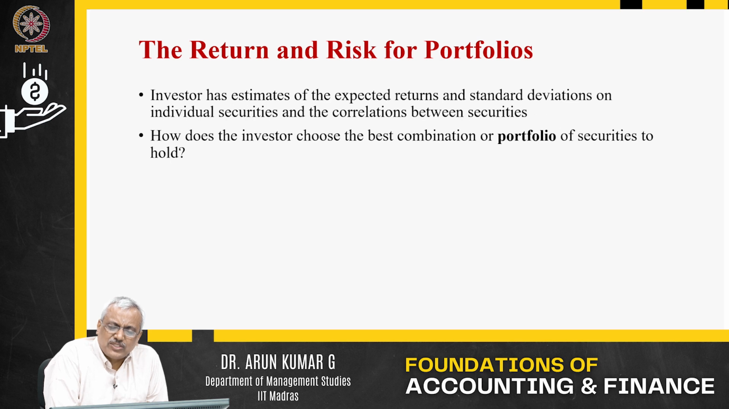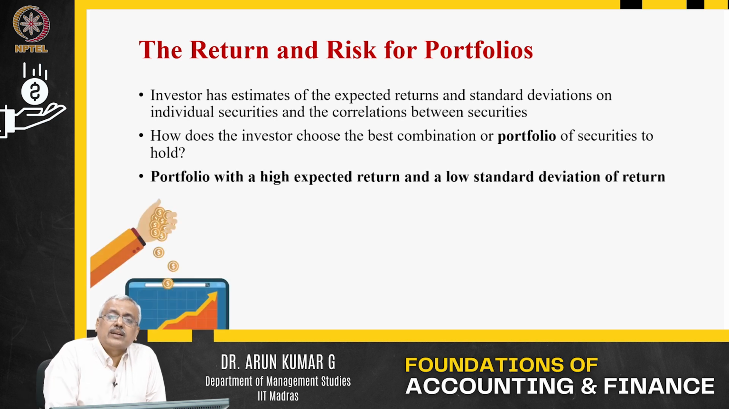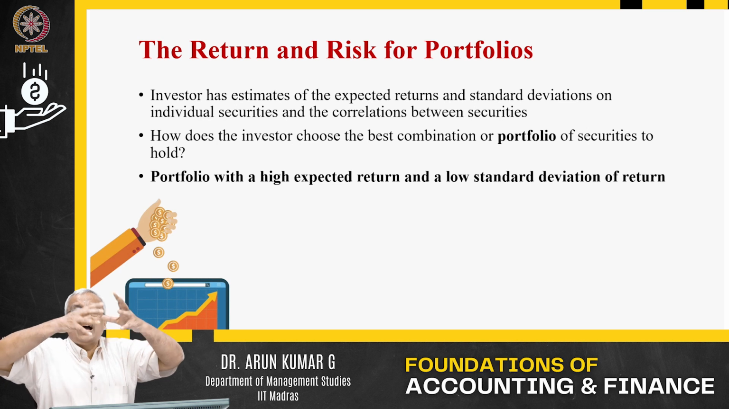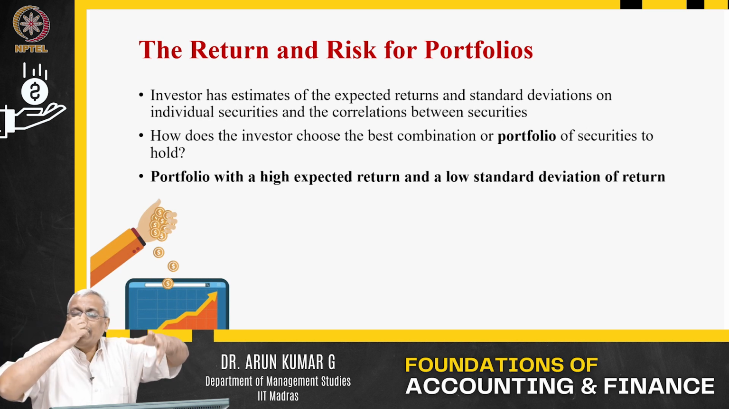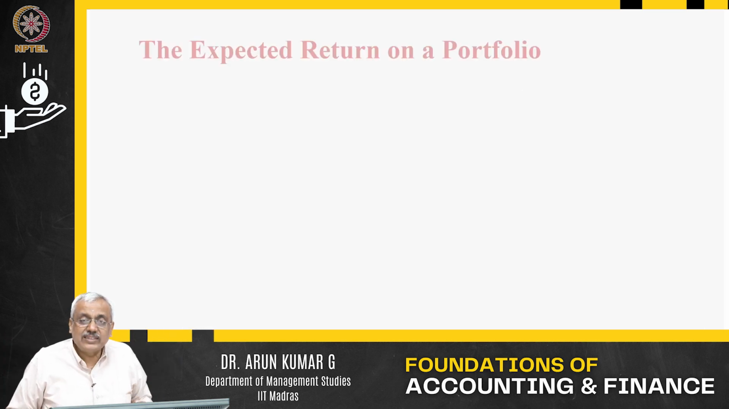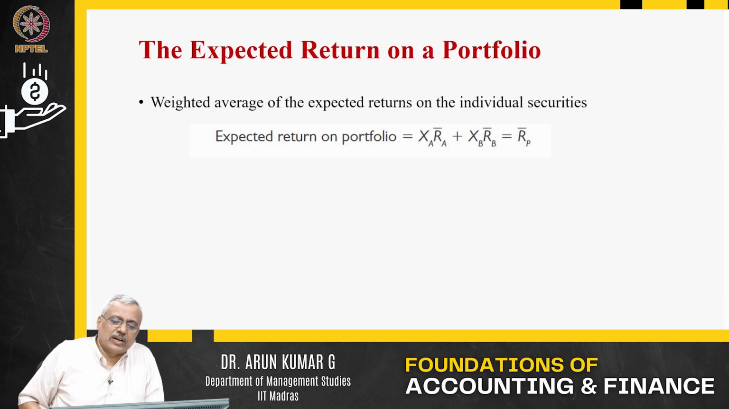Now, how do investors choose a combination of securities to hold in a portfolio? They will always build a portfolio with a high expected return and a low standard deviation of the return. All the stocks put together should have a very high expected return, but with a lower standard deviation, and that is what we look at: the expected return of a portfolio.